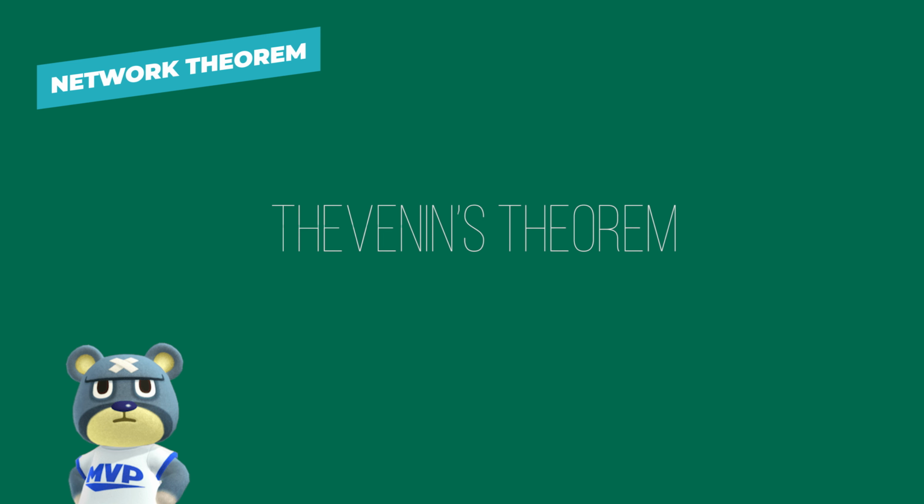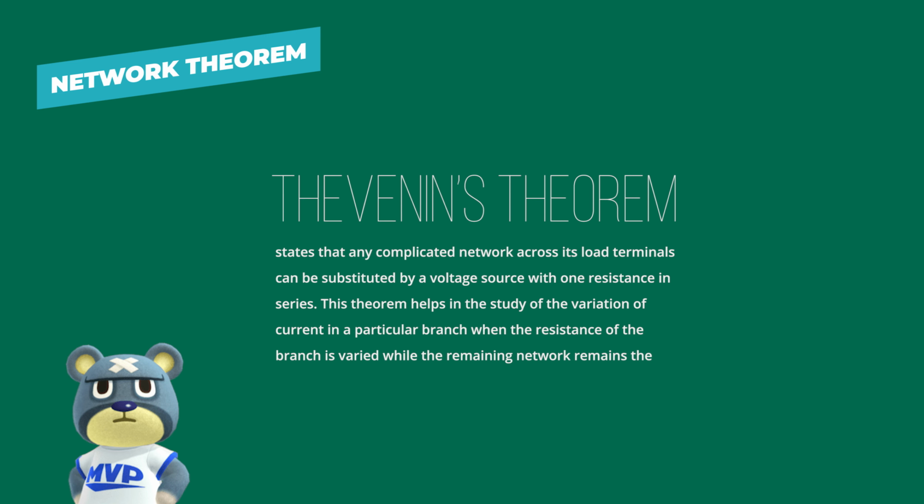And the next theorem is the Thevenin theorem. The Thevenin theorem states that any complicated network across its load terminal can be substituted by a voltage source with one resistance in series. This theorem helps in the study of the variation of current in a particular branch when the resistance of the branch is varied while the remaining network remains the same.